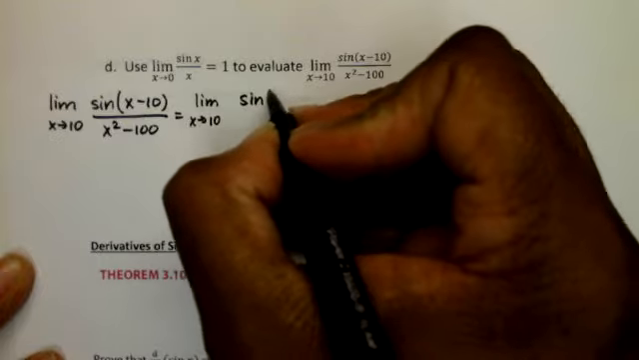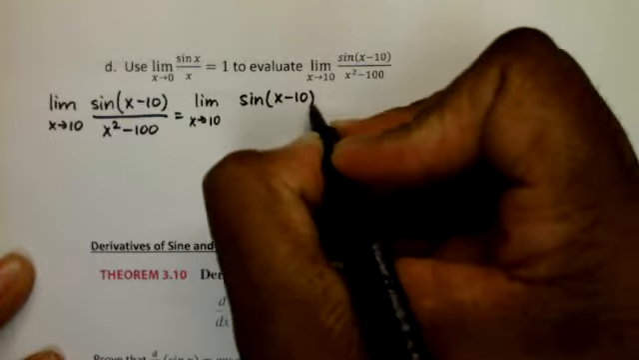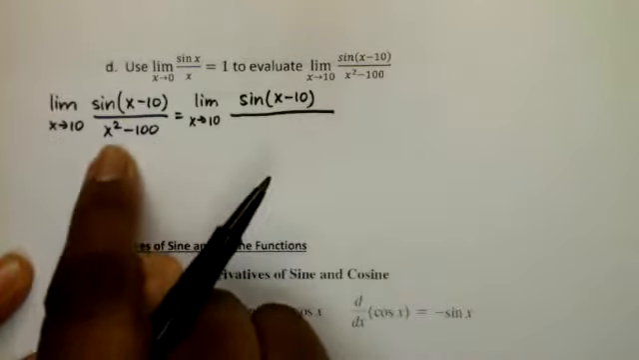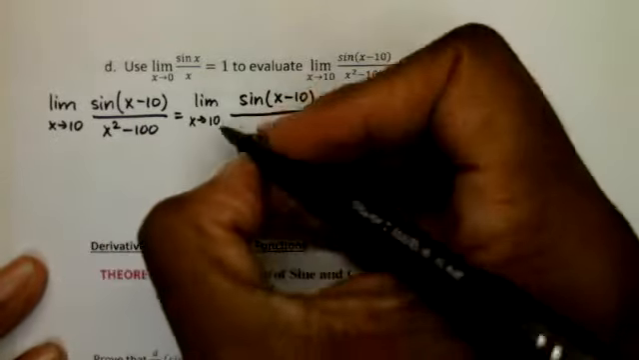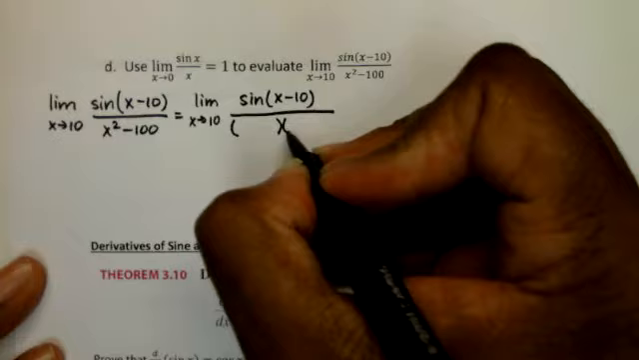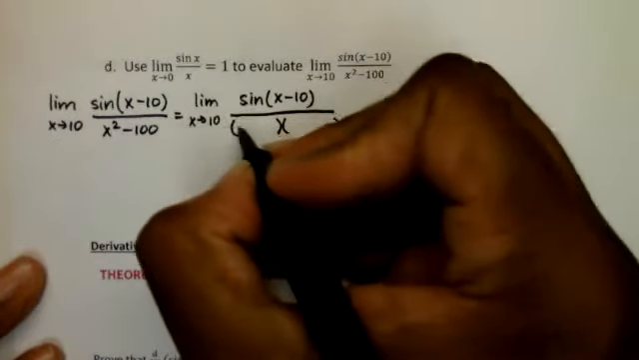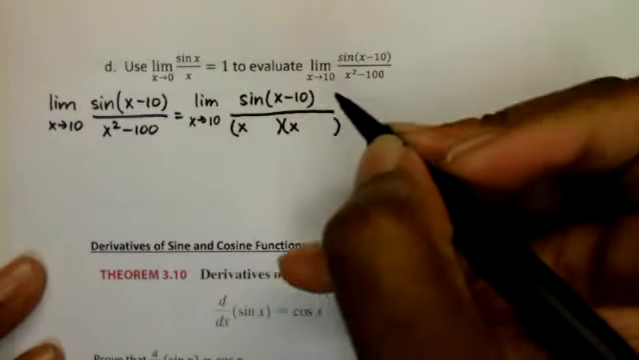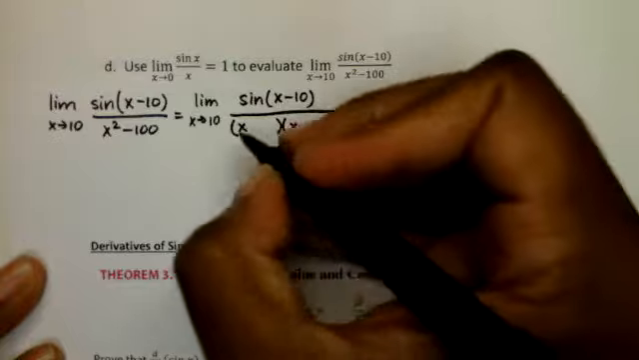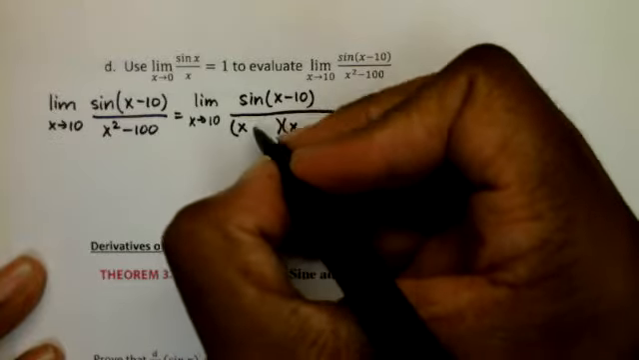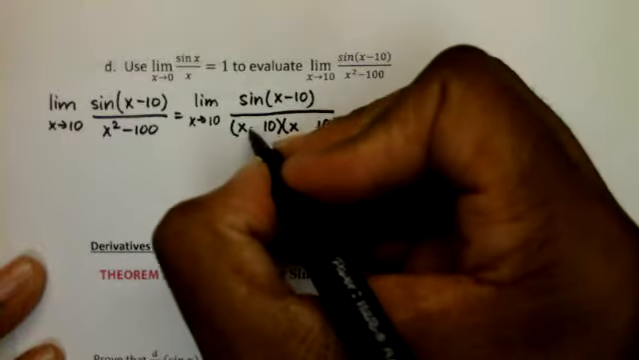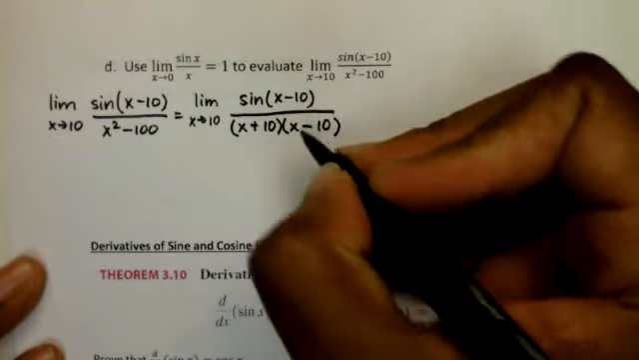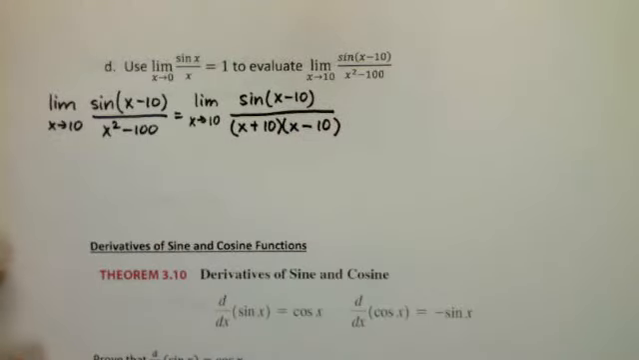The numerator will still be sine of the quantity x minus 10. If you look at your denominator, x squared minus 100 is a difference of two perfect squares. I can factor that into two binomials. X squared breaks up as x and x. 10, what number squared gives you 100? I think I gave it away. It's 10. So 10 times 10 is 100. And one has to be plus, the other one has to be minus for it to be a difference of two perfect squares. Okay.